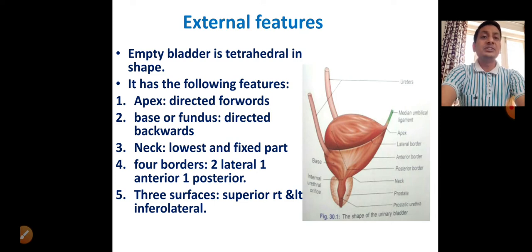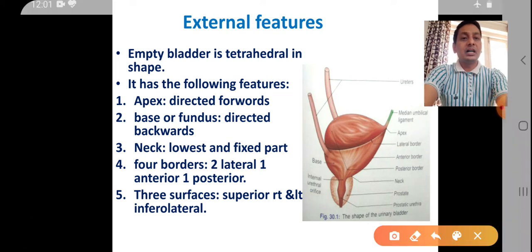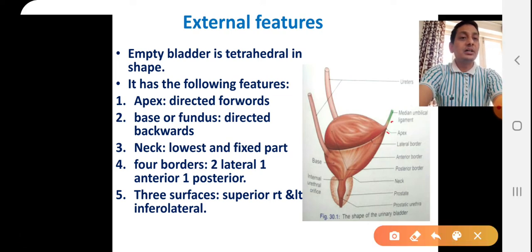An empty bladder is tetrahedral in shape, and if it is filled, it becomes oval in shape. If it is empty, it has the following features. This is the apex, which is directed forward and gives attachment to the median umbilical ligament.